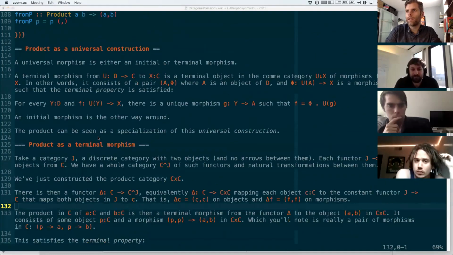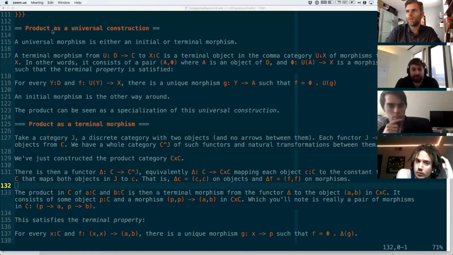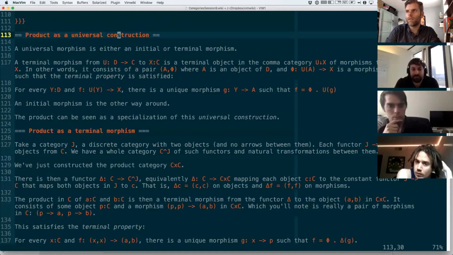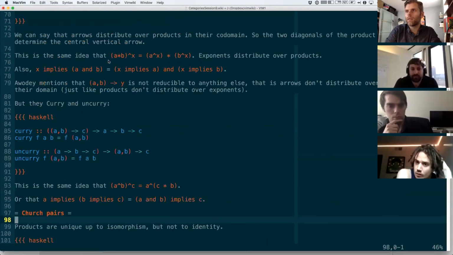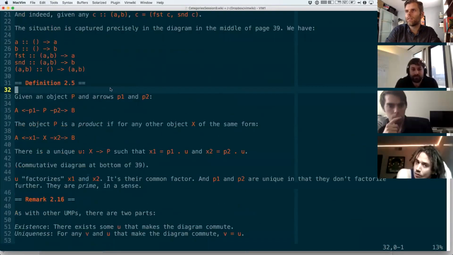I can go over, I made a bunch of notes about the product as a universal construction, and we can go over that at the end. It took me a while to figure that out this weekend.